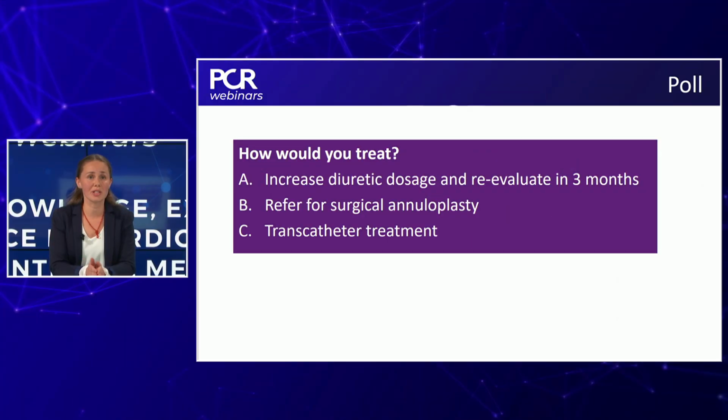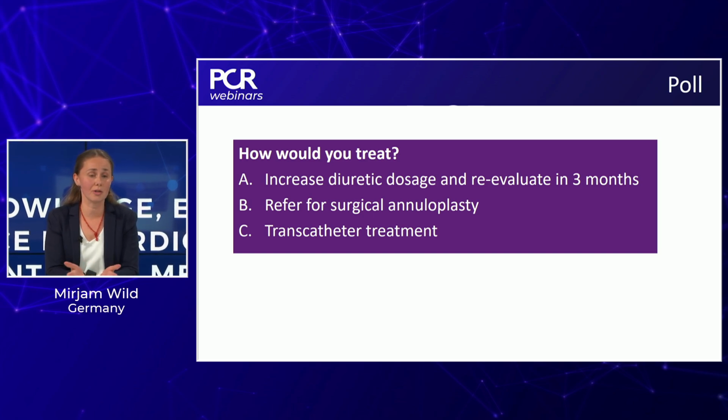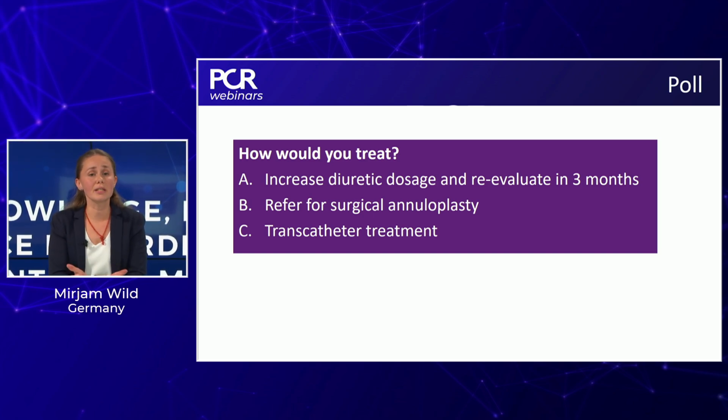So Felix, thank you very much for this nice case that you brought to us. And we would take a break here with the case presentation and ask you, how would you treat this patient? You're very welcome to participate in the poll, which is displayed in the chat on the homepage. So you can state your answer there. Would you either increase the diuretic dosage and reevaluate TR, refer the patient for a surgical annuloplasty, or go directly for a transcatheter treatment?